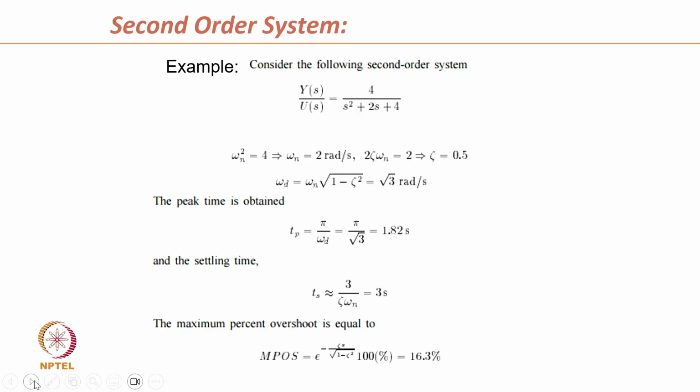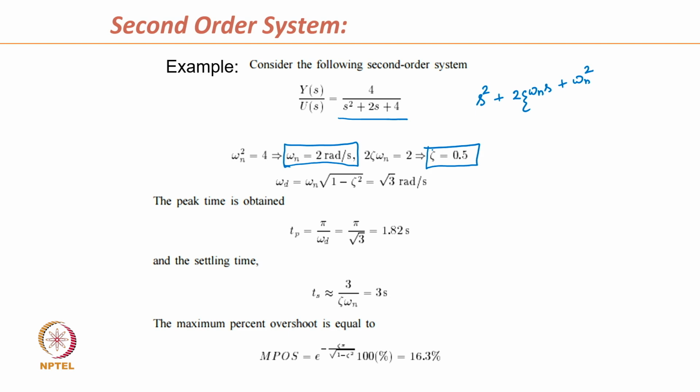Another example is, let us say we have this second order system where the equation is s square plus 2s plus 4. We again compare it with the characteristic equation s square plus 2 zeta omega n s plus omega n square, and we calculate omega n equal to 2 and zeta equal to 0.5.